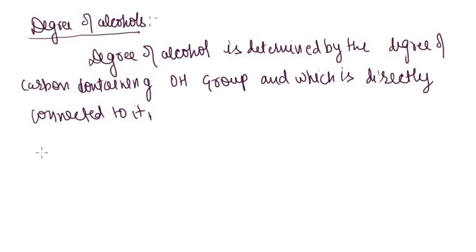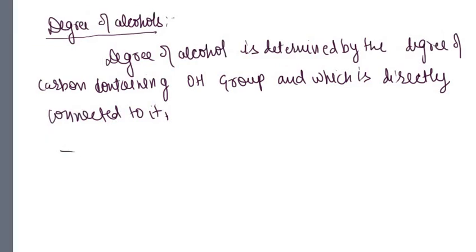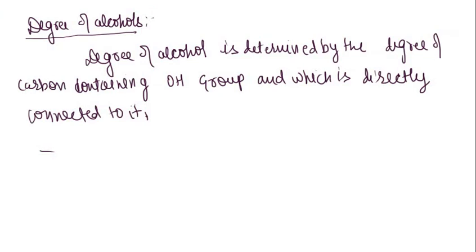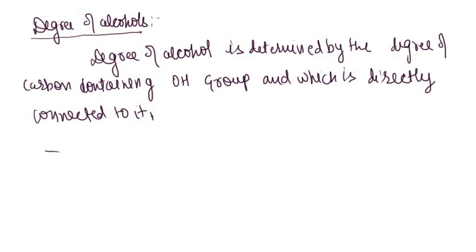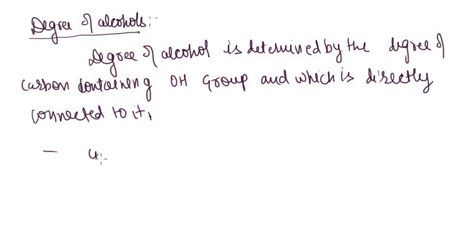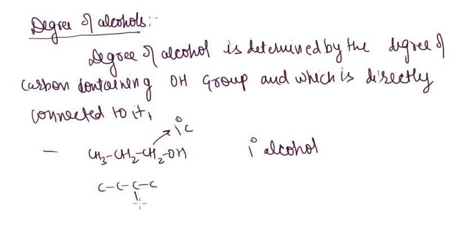So let's take an example of CH3, CH2, CH2, OH. It is a 1 degree alcohol. Why? Because this carbon is a 1 degree carbon and it is directly connected with the OH group. Next, C, OH. Now I'm not writing all the hydrogens because there are lots of examples we have to write. So it is a 2 degree alcohol.